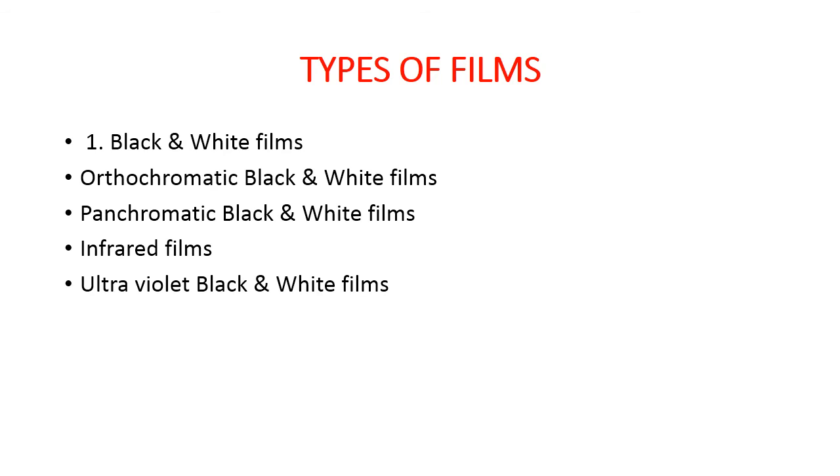Now we will start with black and white films. The most common films used in aerial photography are the black and white films. It consists of a layer of silver halide that is very sensitive to light, particularly the short waves.